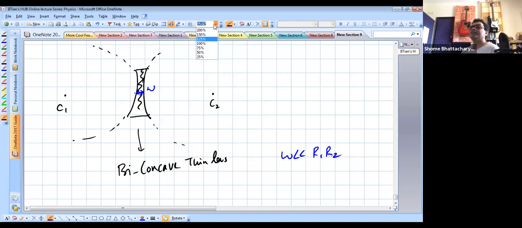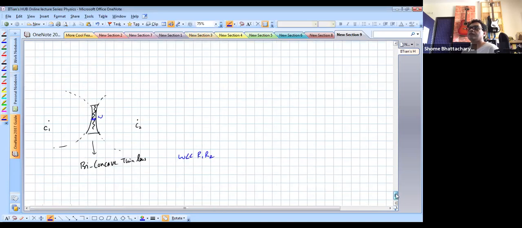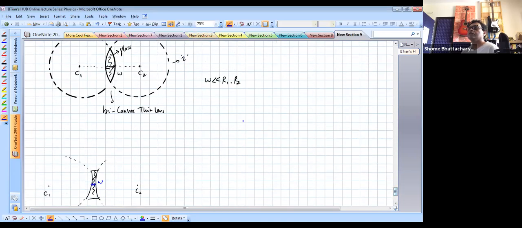So these are the two basic types of lenses, and then obviously there are all combinations of this that you are aware of from the beginning. You have plano-convex, plano-concave, and you also have concavo-convex. These are the different types of lenses.